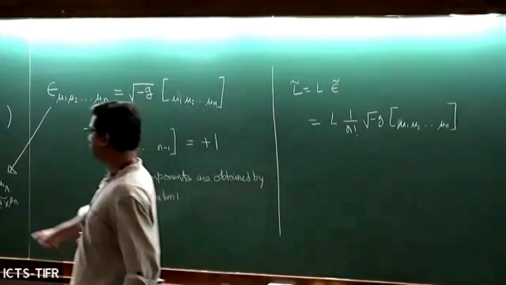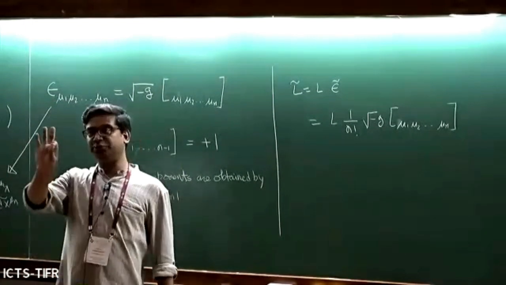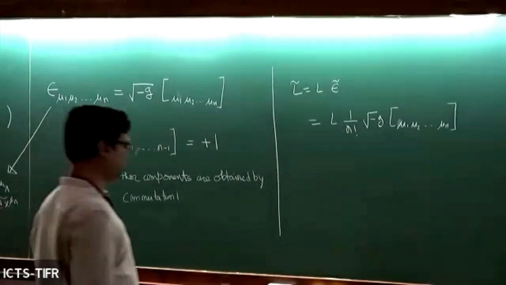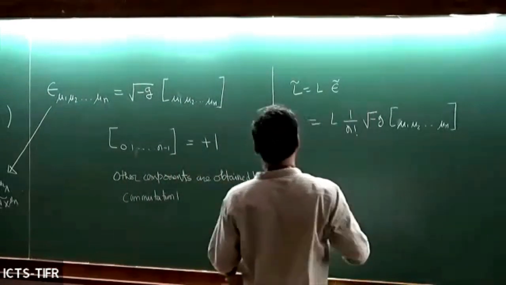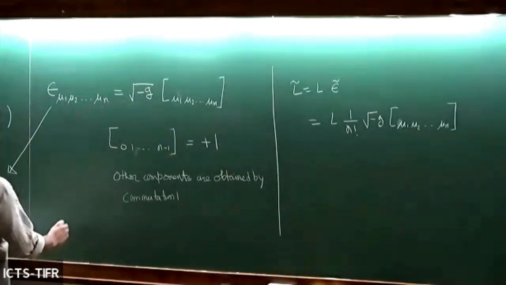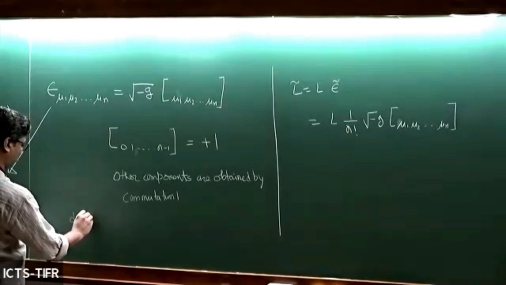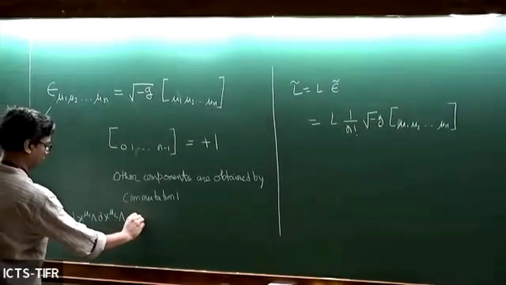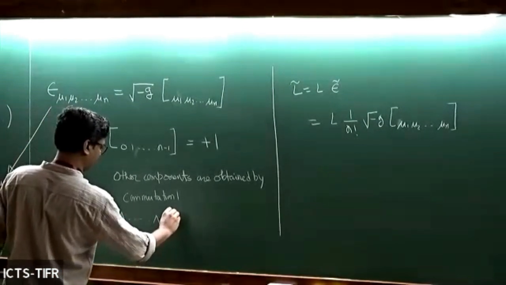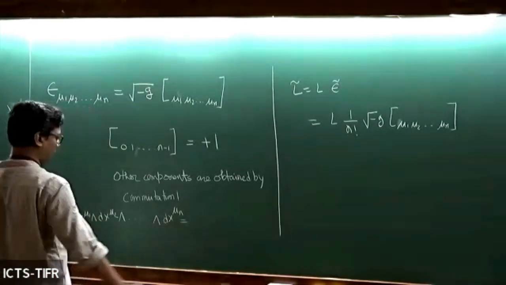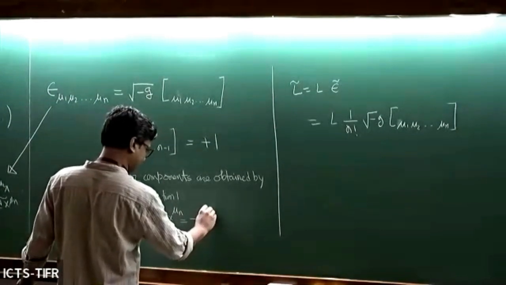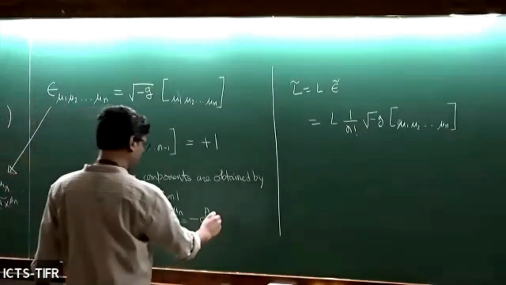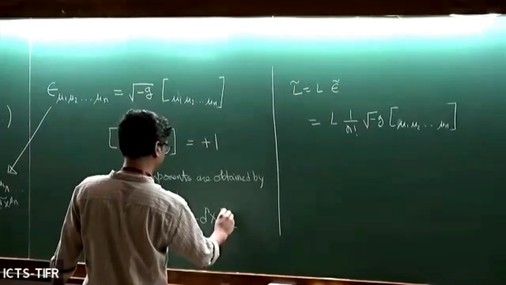Now I have this wedge product. Remember that this wedge product is also completely antisymmetric. So therefore I should be able to write d x^mu1 wedge d x^mu2 wedge ... wedge d x^mu_n. This is nothing but a minus sign times the simple product of all these objects, with this antisymmetric tensor built in.